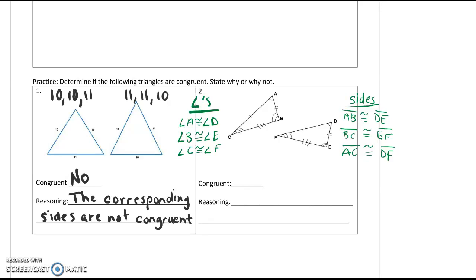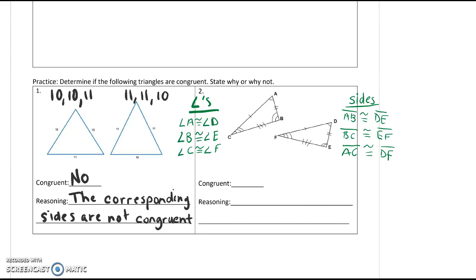Today we're going to determine if the following triangles are congruent. Okay, so let's take a look at number 2. We figured out that the corresponding angles are congruent, and the corresponding sides are congruent. All 6 pieces of information match. Therefore, the 2 triangles are congruent.